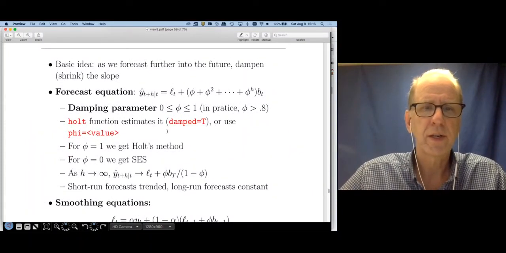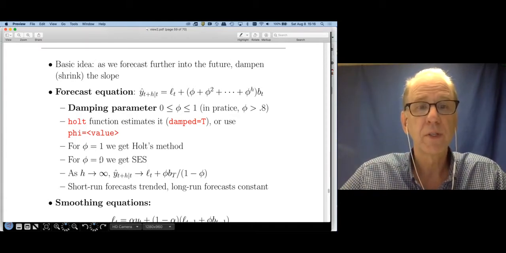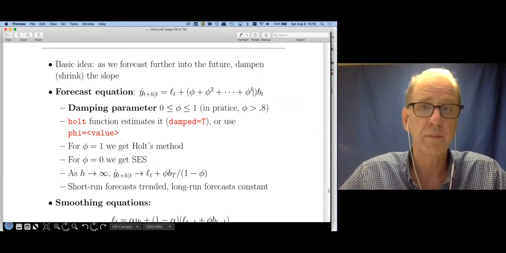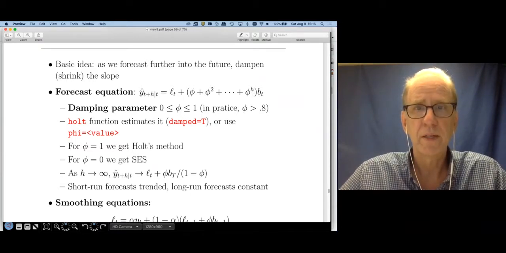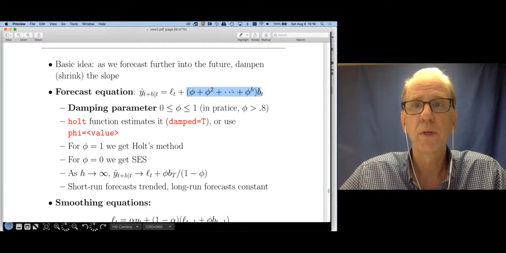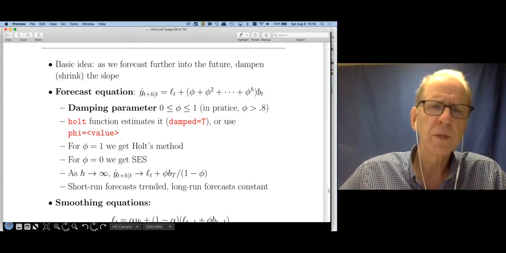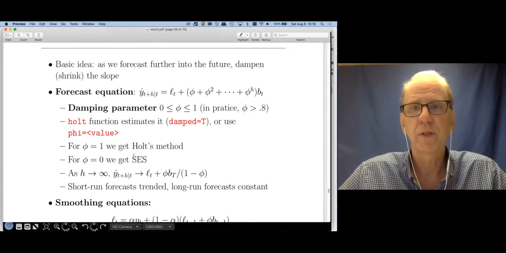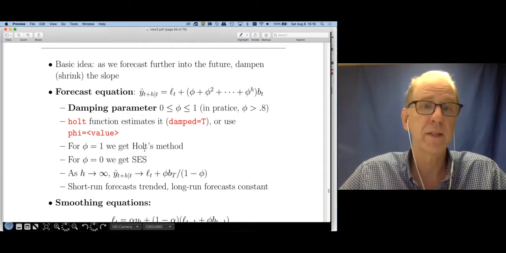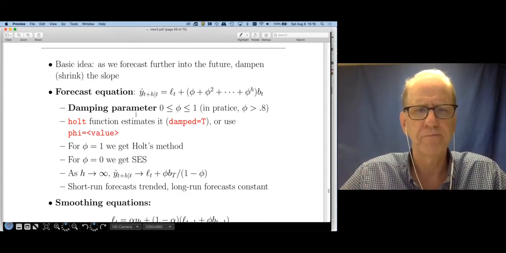Another special case that I think is kind of interesting to point out is if I were to take phi equal to 0, then I would get 0 plus 0 plus 0 plus 0, h times, and in essence, this whole term goes away. So the sum of 0 h times is 0, and I wouldn't account for any current slope at all. And so what that really means is I'm doing simple exponential smoothing. So Holt's method and SES are both kind of extreme cases of this damping forecasting method.